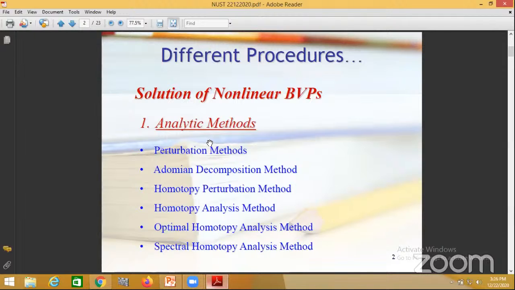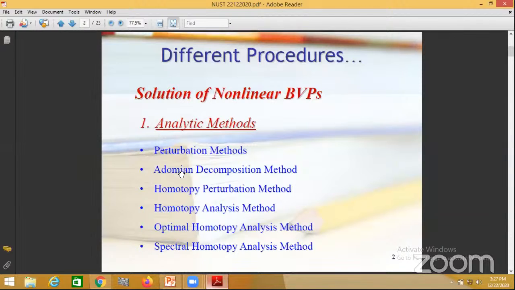So far, we have background of different analytical methods, like the perturbation method, and the Adomian decomposition method. This is the method where the higher order operator of the differential equation will work as the linear operator, and the rest of the equation will be set on the right hand side. And the homotopy perturbation method gives little freedom as compared to the Adomian decomposition method.